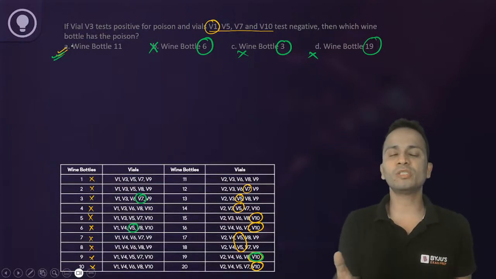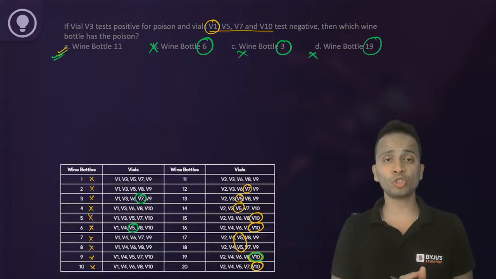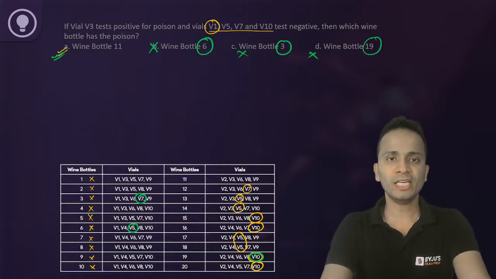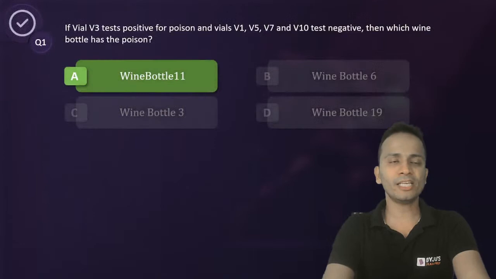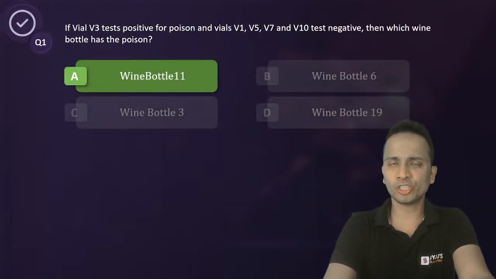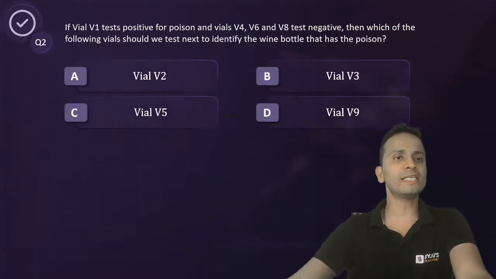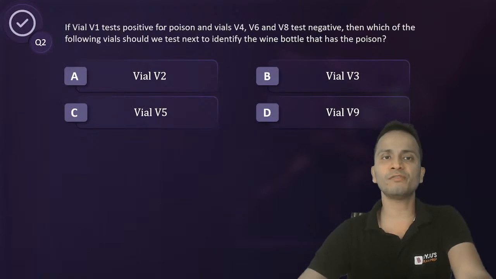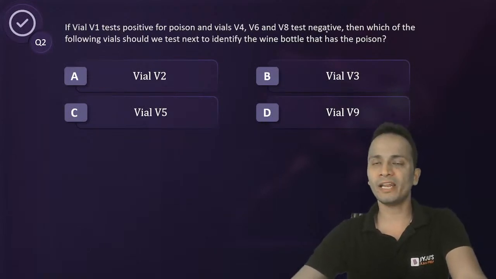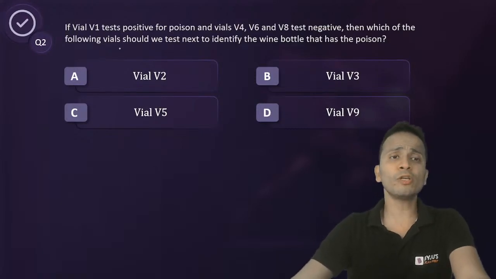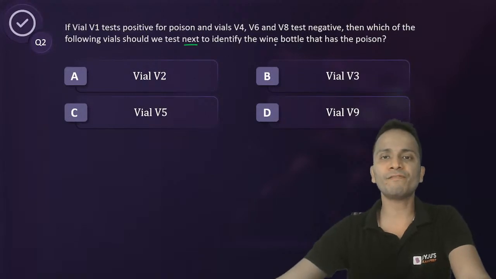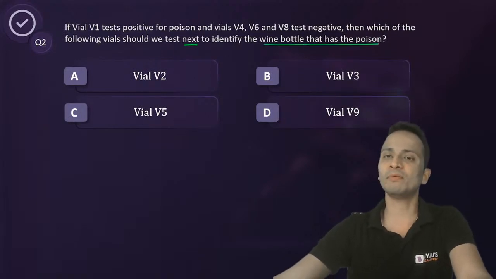So yes, we can use the elimination approach of the options. All right, so let's move on and look at the next question, question number 2. Most of you would understand how to treat these questions, so use the same logic to tackle question number 2. Question number 2 is saying: if vial 1 tests positive for poison and vials 4, 6 and 8 are negative, then which of the following vials should we test next to identify the wine bottle that has the poison?